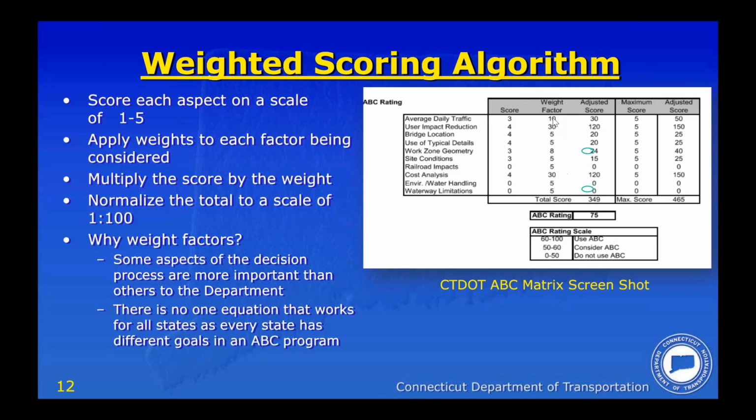The weight factors are weights that we actually struggled with a bit and experimented with a bit to come up with what we felt properly reflected the values and importance of each of these factors in making the proper ABC decision or not. And you'll see user impact reduction is very high at 30.